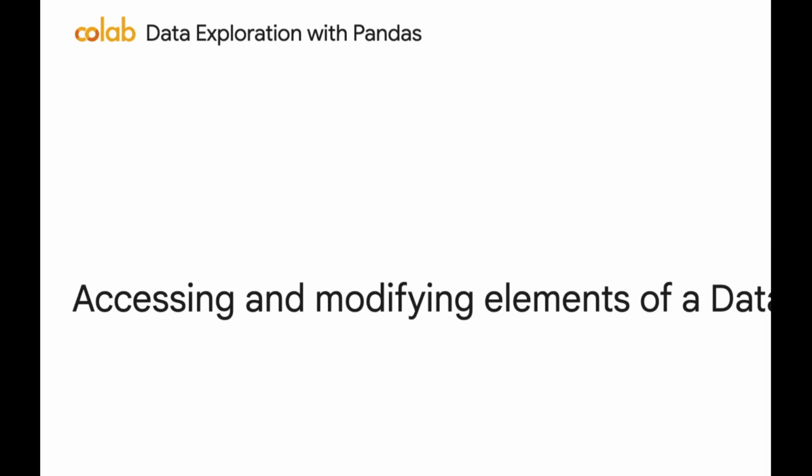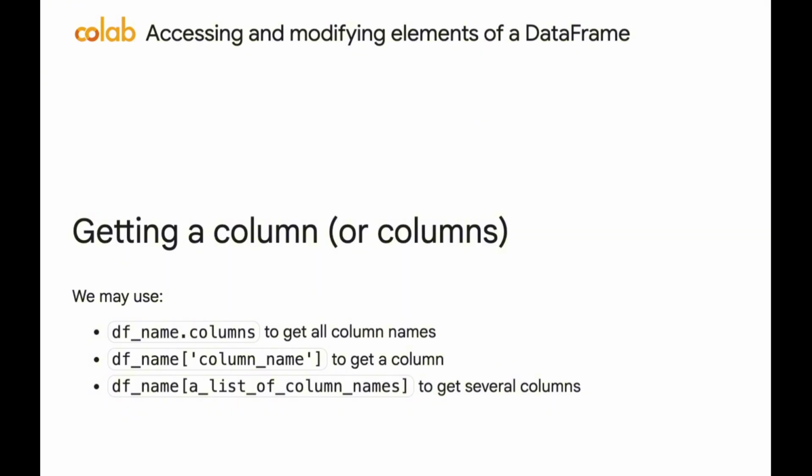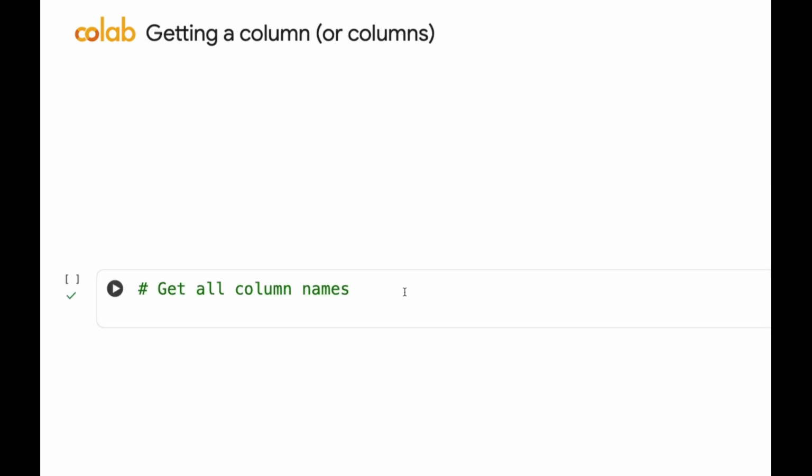Now, the next thing that is also quite fundamental, I mean simple but fundamental, is that we often need to access and modify the elements of the data frame. So let's quickly look at it. The operations we're going to perform include maybe sometimes we want to get a column, maybe sometimes we want to get a row, or maybe sometimes we want to get a certain element, a certain value from the data frame. So let's perform several simple operations.